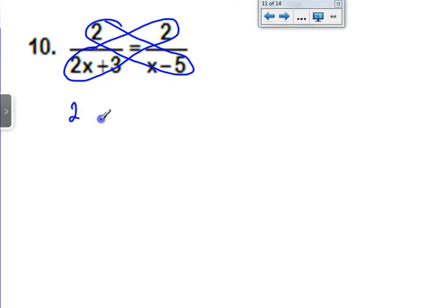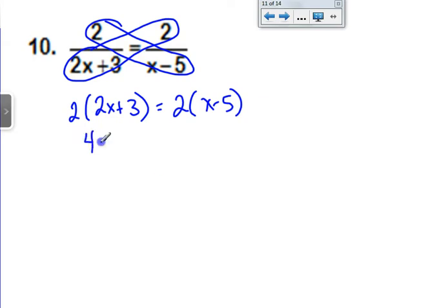So we have 2 times the 2x plus 3 for the first diagonal, and then 2 times the x minus 5 for the second diagonal. Now, you might notice that the 2's are going to end up canceling out, but if you didn't, that's okay. You're going to distribute and get 4x plus 6 equals 2x minus 10. And then when you collect your like terms, 2x equals negative 16 and x equals negative 8.